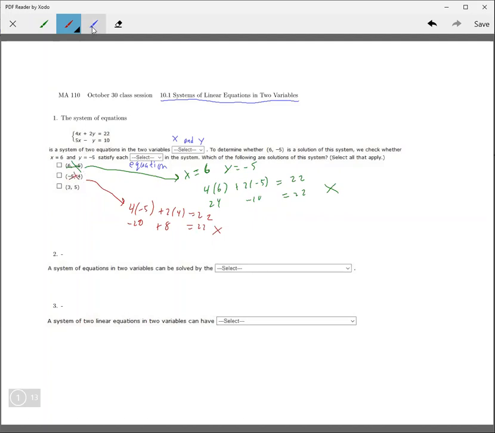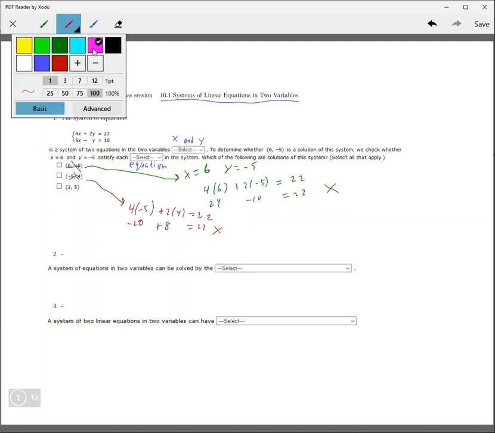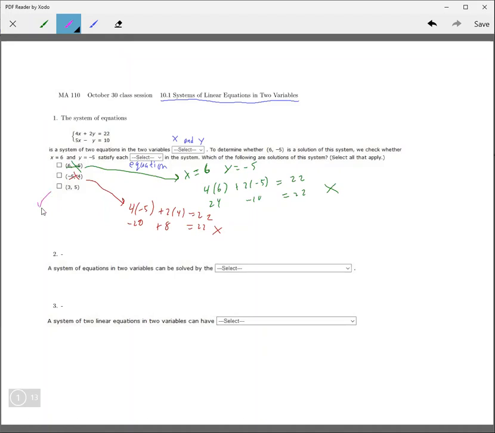And then we can try the third one. Because the first two didn't work, then for sure the third one's going to work, right? If we check in the first equation, 4 times 3 plus 2 times 5. I'm just plugging a 3 in here and a 5 in there. Does that work? So this is 12 and that's 10. That works, okay?